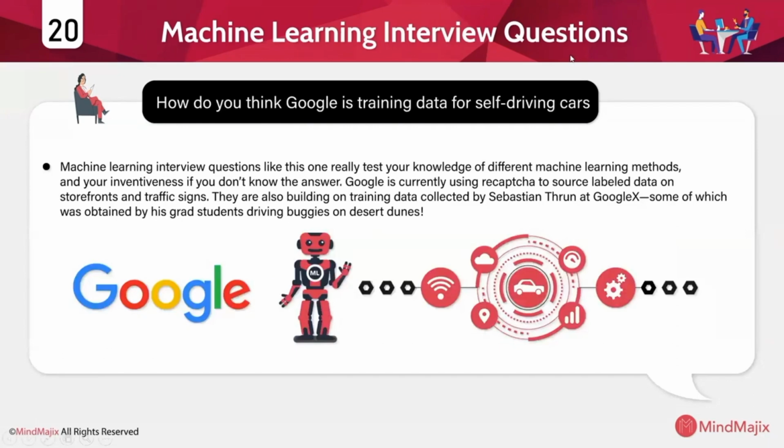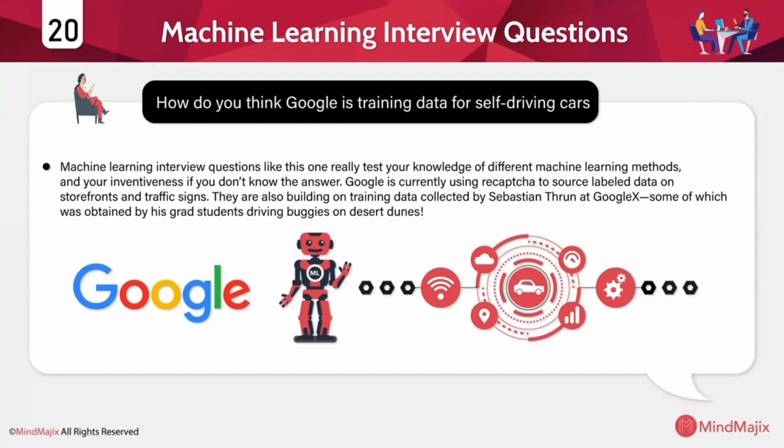Question number 20. How do you think Google is training data for self-driving cars? Basically, self-driving cars come from deep learning, based on convolutional neural networks, because they have to identify who is running on the road. But what is the intention behind this question? A machine learning interview question like this really tests your knowledge of different machine learning methods, and your awareness. If you don't know the answer, this is based on real awareness in machine learning, with Google, like how aware you are, whether you read some articles and this type of thing.